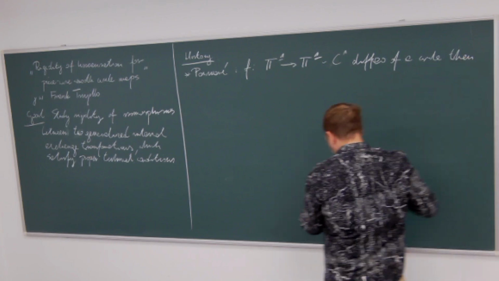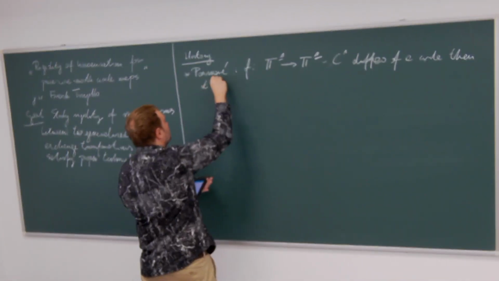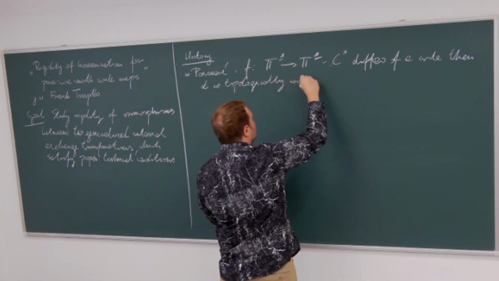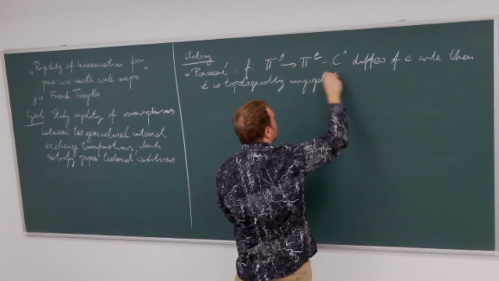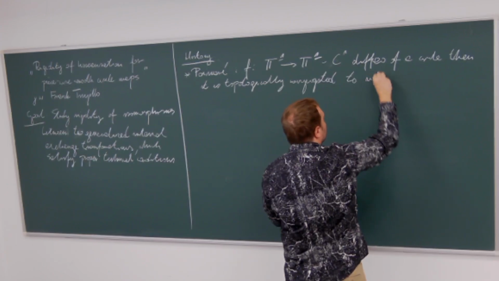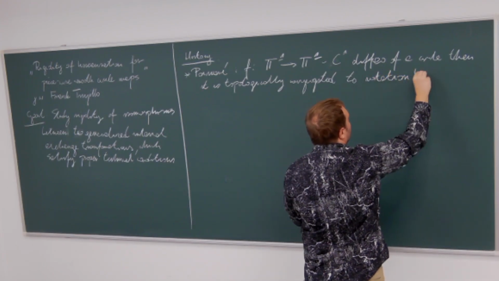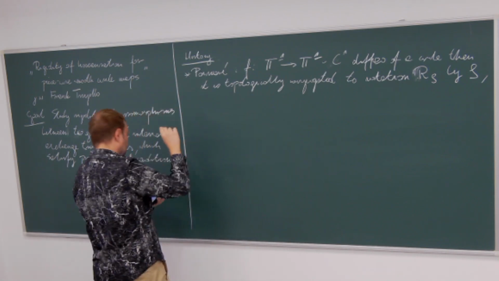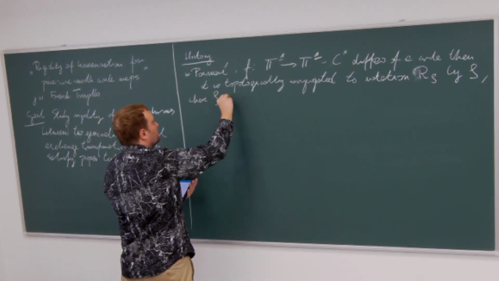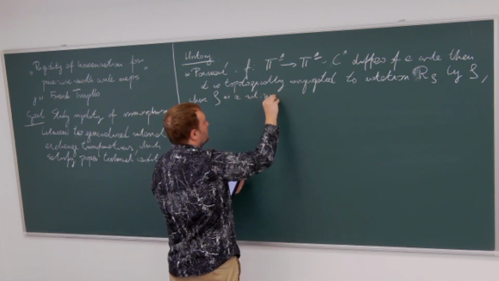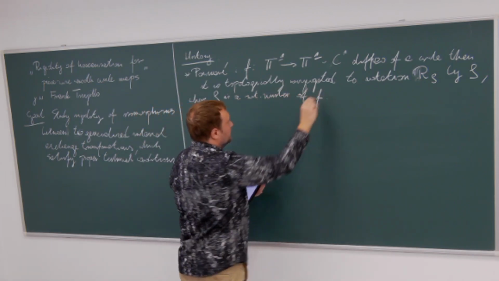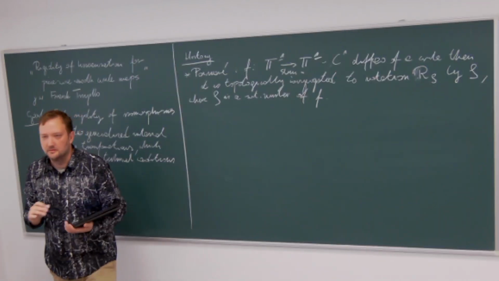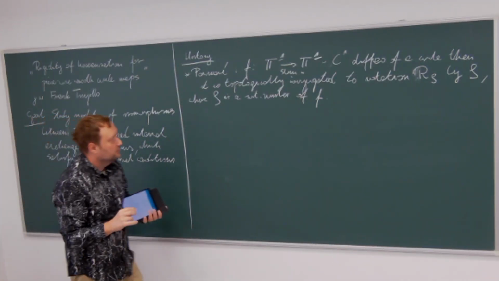then it is topologically conjugated to rotation R by rho, where rho is a rotation number of F, and I already made a mistake, because here I should put semi-conjugated to rotation by rho. Sorry, this is actually very important. So we have a semi-conjugation.